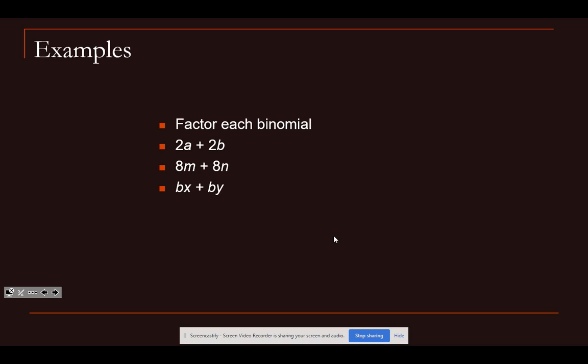Here are your answers. The greatest common factor of 2a and 2b is 2. So I have 2 times the quantity a plus b. In the second one, my greatest common factor is 8. So I'll factor that out, and I'm left with m plus n on the inside. Third one, b is my greatest common factor. So I factor it out. I'm left with x plus y.